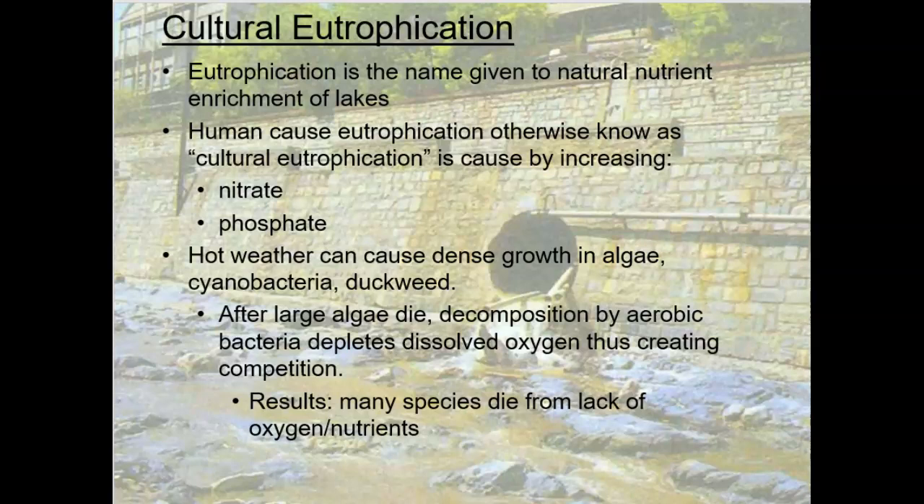large die-offs. And as the oxygen drops, you get a lot of species that will die because of a lack of oxygen and nutrients. So you'll have seen in the previous water lecture about the Salton Sea and this huge number of fish that die off there because of this very problem.